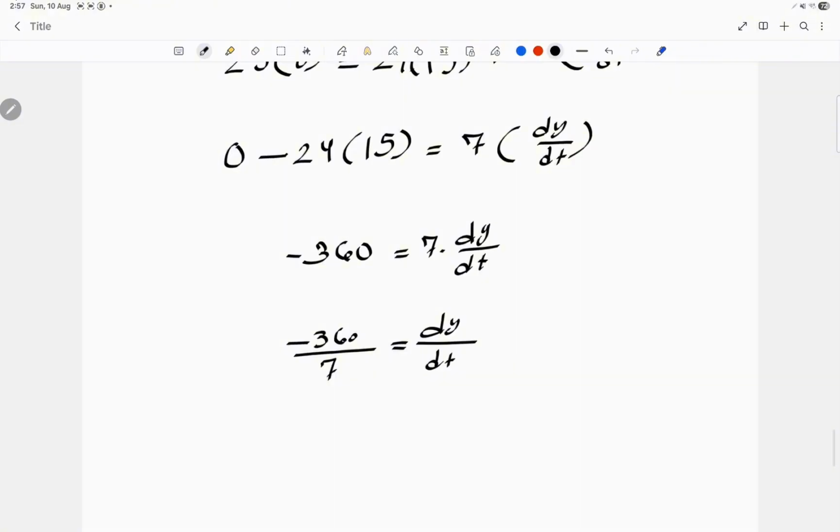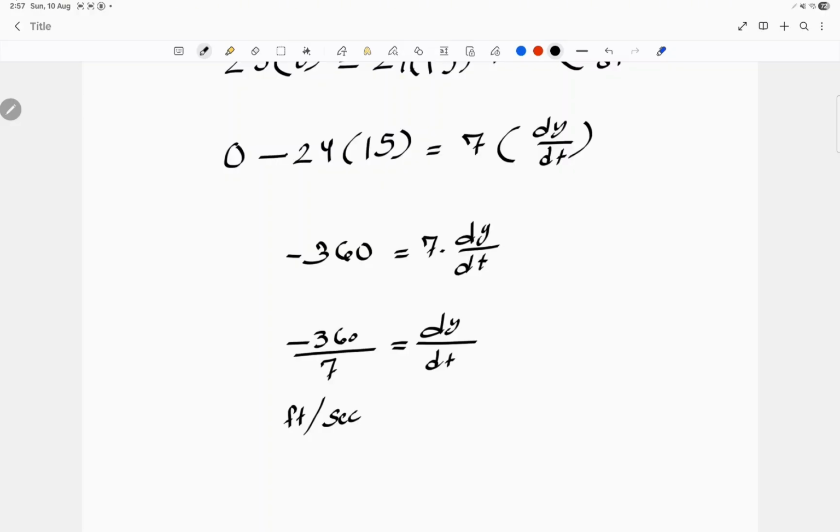We keep it like this. Oh no, one more thing left: the unit. Foot per second. Can someone here smart tell us why it's negative? This dy over dt, why is it negative?